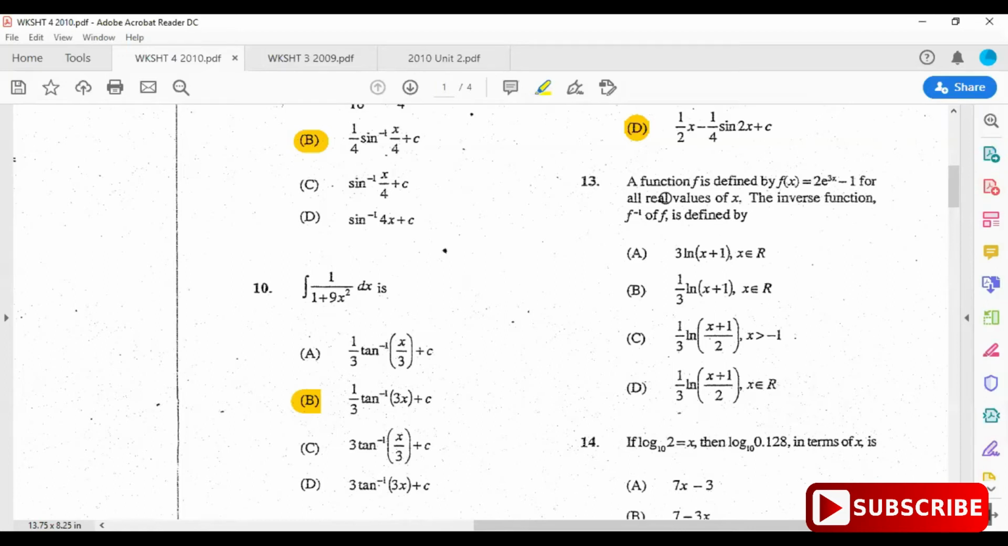All right, so now we have a function f defined by f of x is equal to 2e to the 3x minus 1 for all real values of x, and they ask us for the inverse. So in order to find the inverse, what we learned from CSEC days is to interchange x and y. So they tell us that this is f of x.